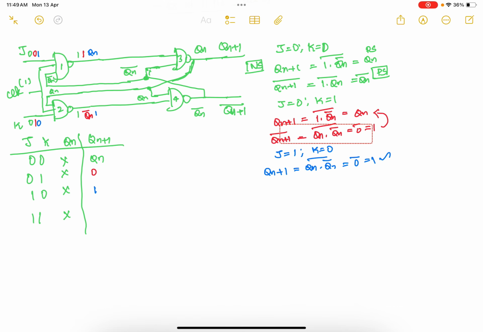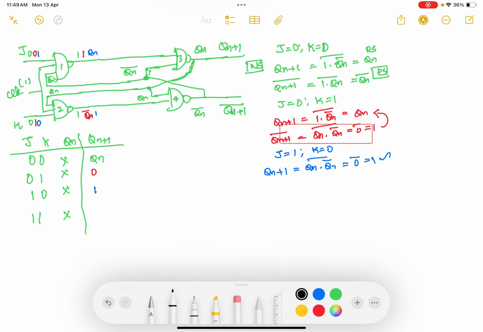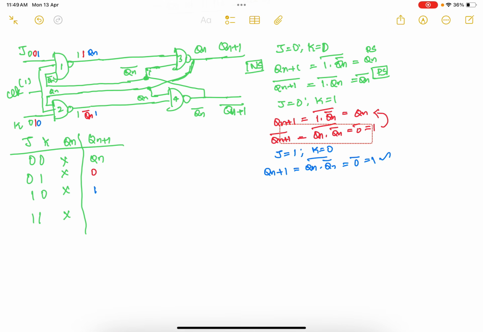My next state will be equivalent to 1 condition. Now I am going for the final condition. Okay, now I am going for your final condition. What is the final condition? That is j equal to 1 and k equal to 1. That is both are 1 and 1.